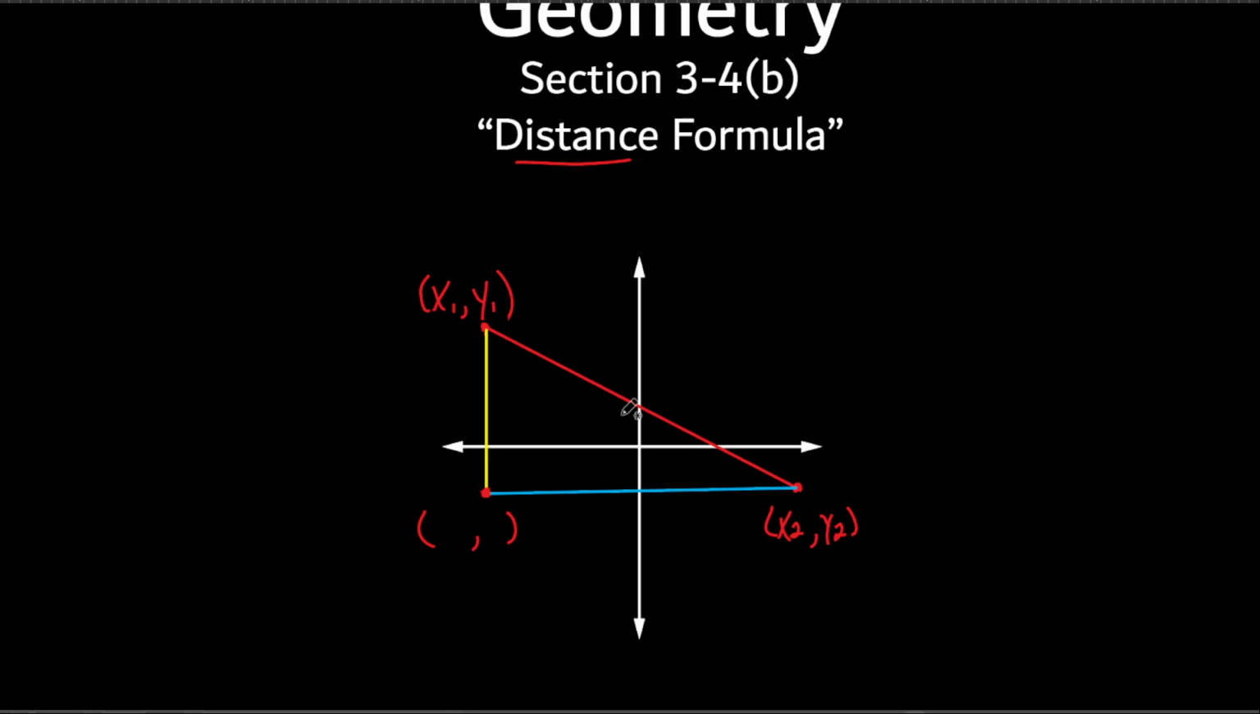So look at this point right here. How do I get to this point? I start at the origin, I go over this far, and then I go up this far. How far did I go over to the left before I went up to here? How far over?